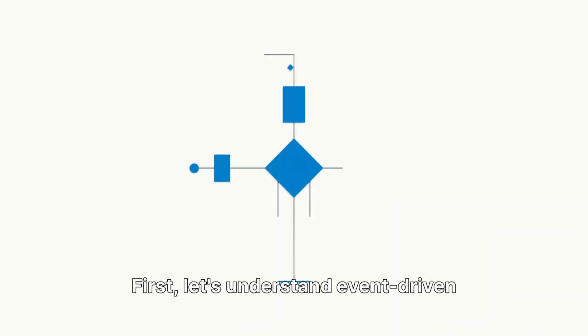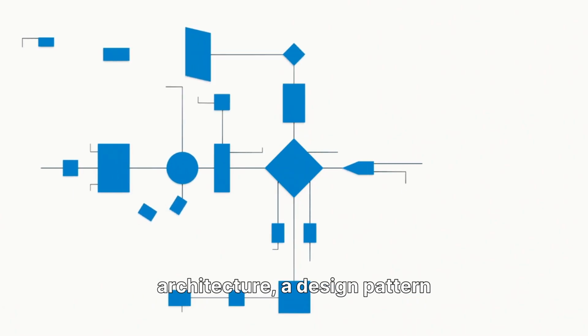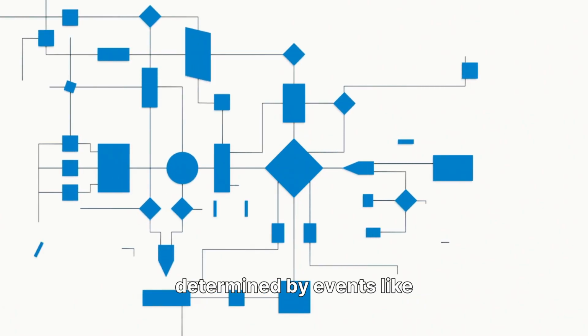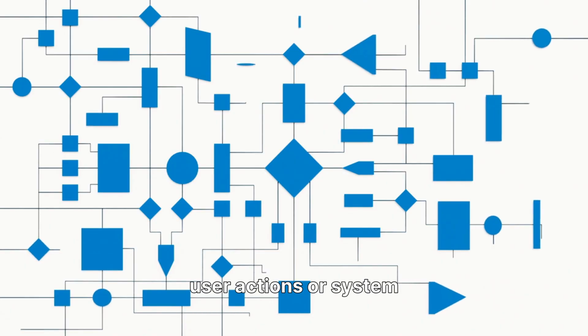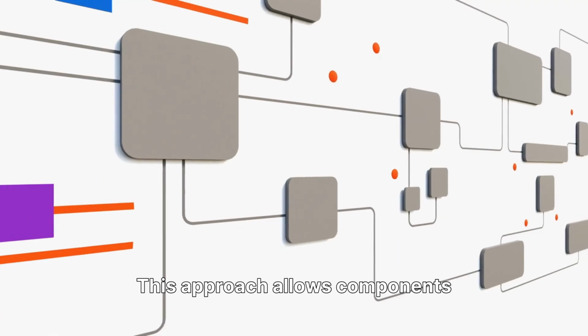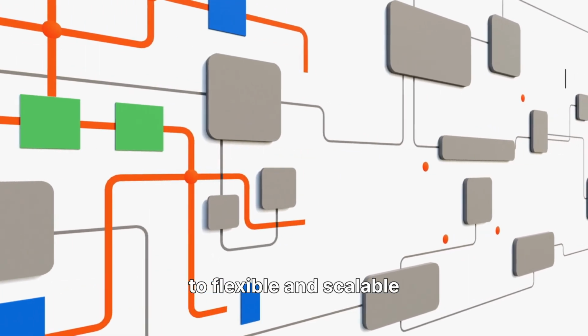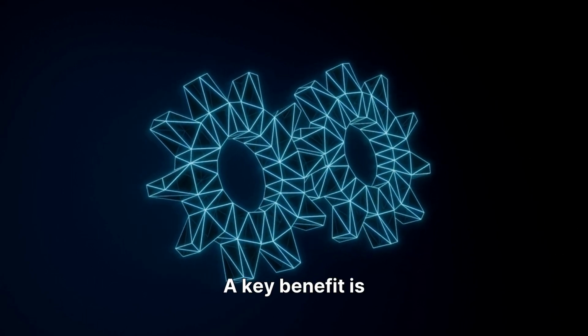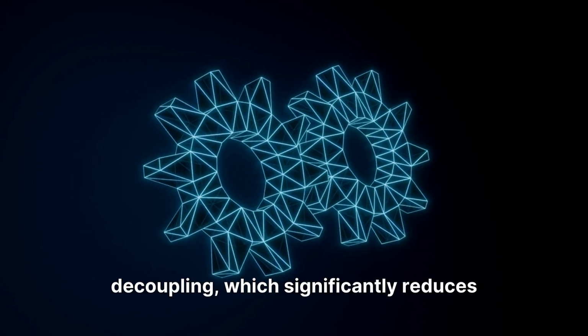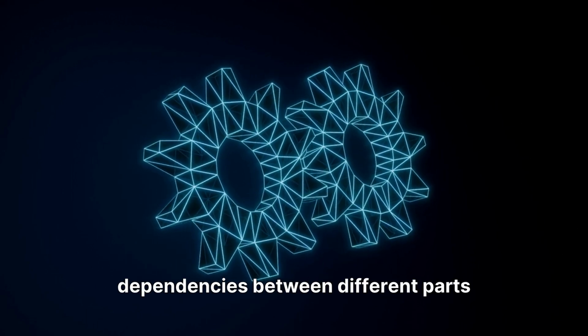First, let's understand event-driven architecture, a design pattern where program flow is determined by events like user actions or system messages. This approach allows components to communicate asynchronously, leading to flexible and scalable systems. A key benefit is decoupling, which significantly reduces dependencies between different parts of your game.